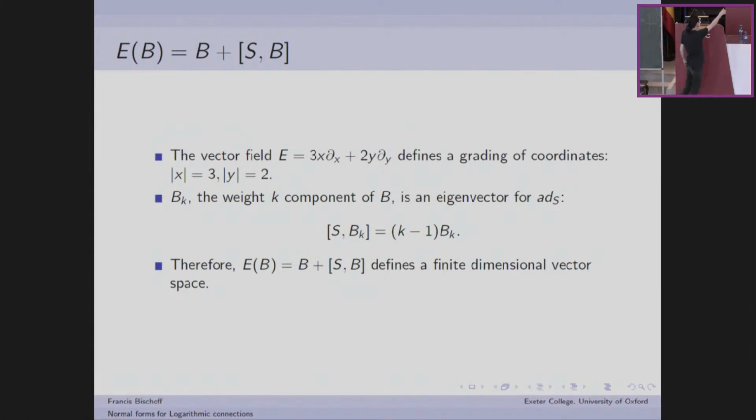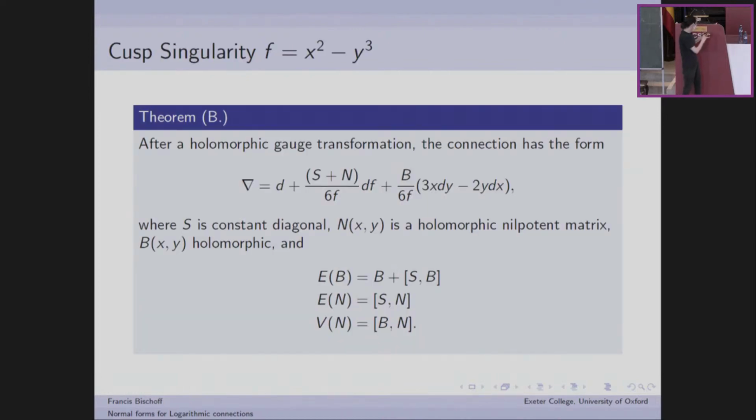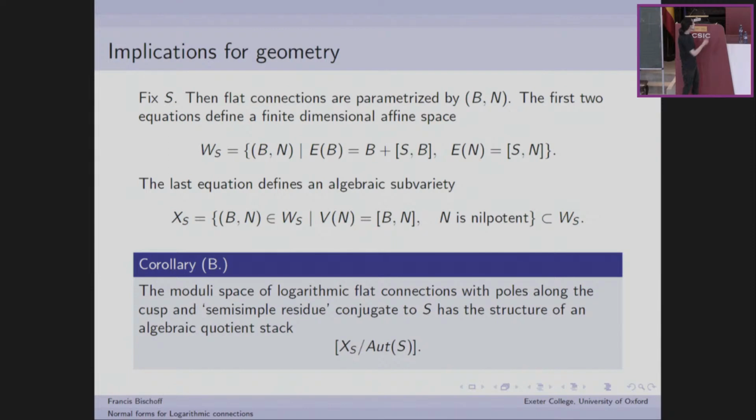So this is actually a collection of eigenvalue equations. Because S is a finite dimensional matrix, it has finitely many eigenspaces, and this immediately forces B to have only finitely many weights. So it's a polynomial, and the space of them is a finite dimensional vector space. So this equation defines a finite dimensional vector space, and it's the same thing for the equation for N. The upshot is that if we fix f, and we look at the flat connections parameterized by B and N, then the first equations define a finite dimensional affine space. And then the last equation, which is quadratic, cuts out inside of here an algebraic subvariety. So we get a nice algebraic variety that parameterizes connections.